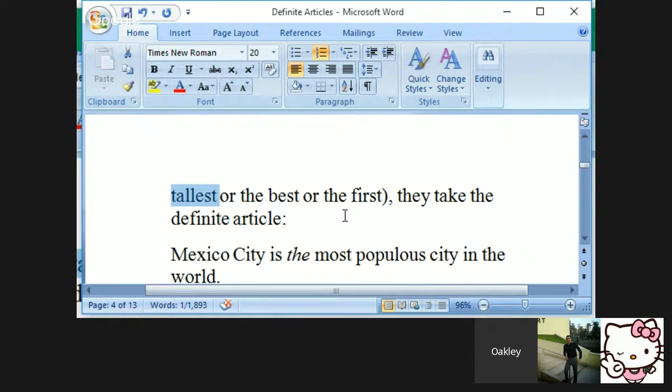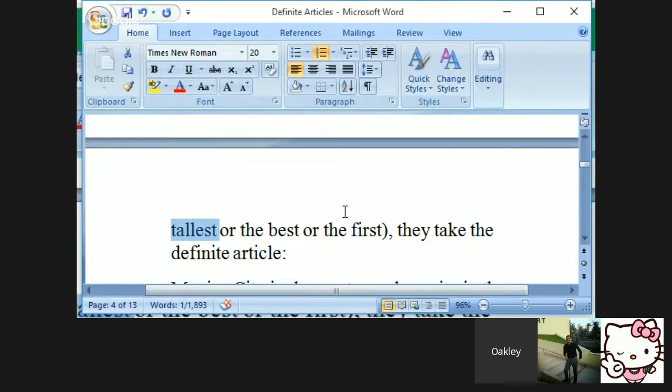Again, your adjective is defining one unique noun, whatever it is.